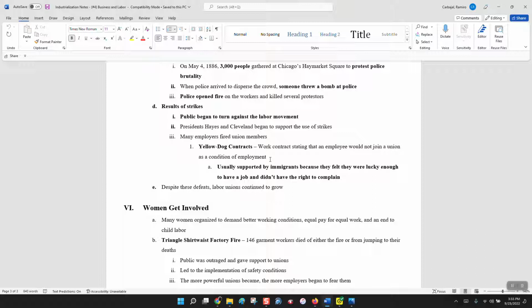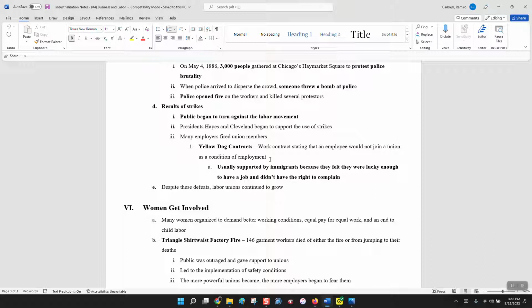Now, usually American workers said, hell no, I'm not going to sign these yellow dog contracts. They would go try to get a job somewhere else. But immigrants did sign a lot of these yellow dog contracts because their attitude is that they were lucky enough to get a job and that they shouldn't complain. And they signed the yellow dog contracts.